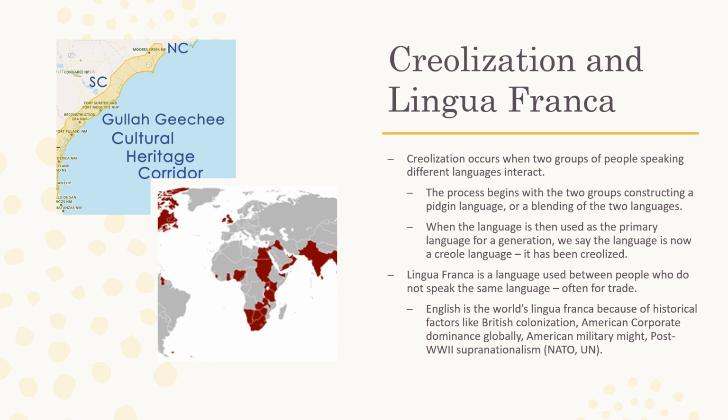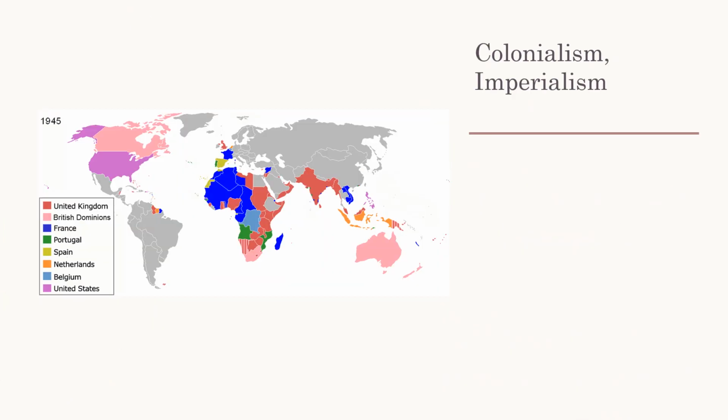And so the reason why we're seeing English as the world's lingua franca is because of some of those historical factors like British colonization, American corporate dominance globally, or American military might. When we think about the military spreading all over the world after World War II and us having bases everywhere, that's helping to spread English. When we think about Latin America, oftentimes indigenous groups might use Spanish as the lingua franca. And so we can think about English as a global lingua franca, and then regionally we might see lingua francas that are different from the one that is being used at the global scale.